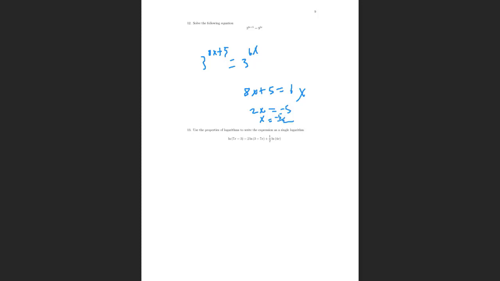And if you guys actually want to know why this works, once you have it like this, you can take log base 3 on both sides, and the logs cancel out, and then you just have 8x plus 5. And then by log rules, you can bring it back.